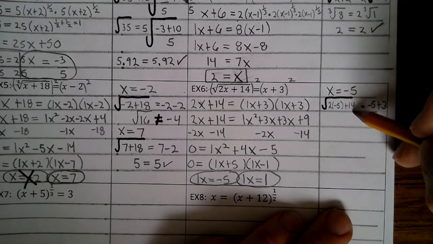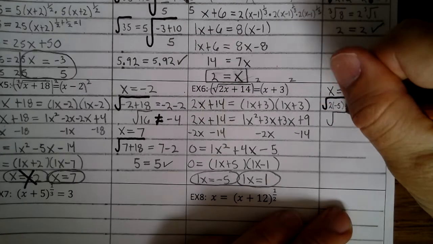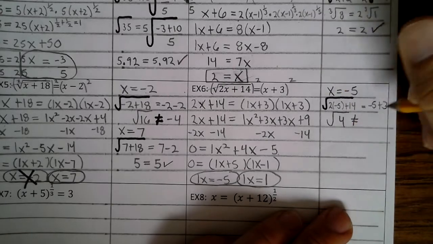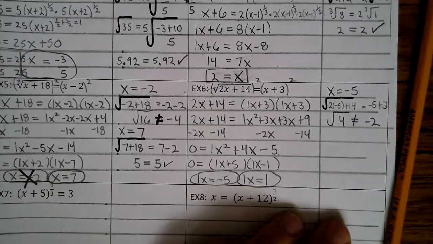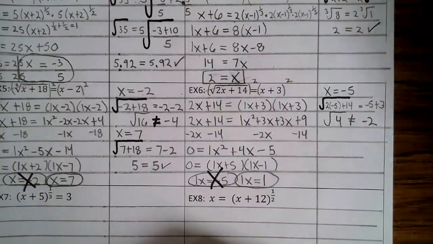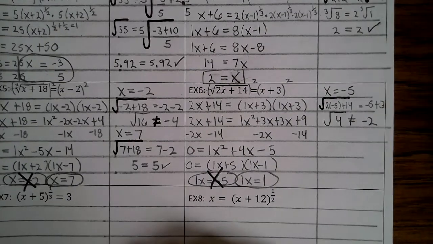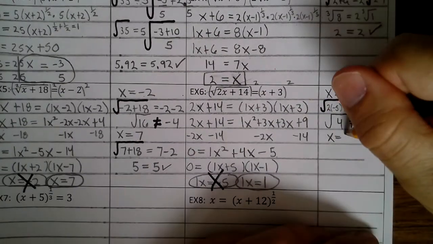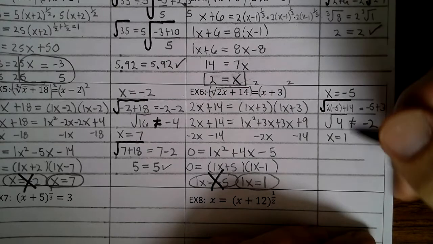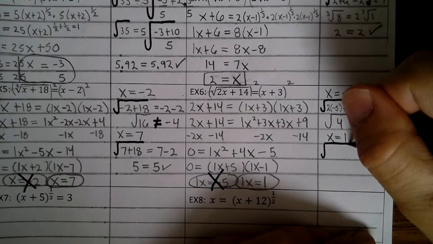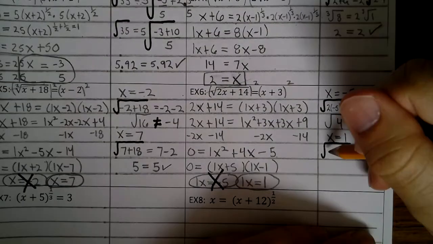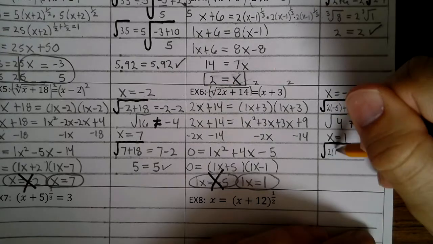Now we check x equals 1. So we get the square root of 2 times 1 plus 14 equals 1 plus 3. That's the square root of 16, which equals 4. This checks, so that is a solution.